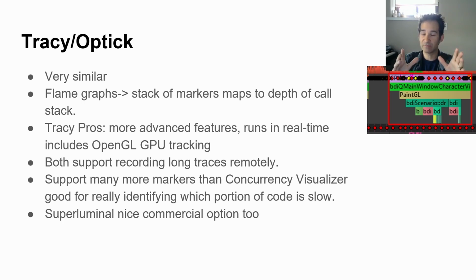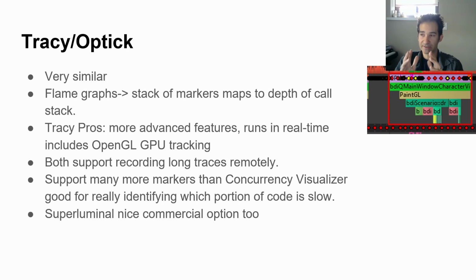Tracy most of the time is lighter weight in terms of the file size, but if you run it in admin mode, it generates much larger trace files because it's also saving out the call stacks. But they are much lighter weight than the Concurrency Visualizer ones. We added markers that were super deep on some of our intersection testing code, and it made for pretty big files, but we didn't really notice it in terms of runtime performance.